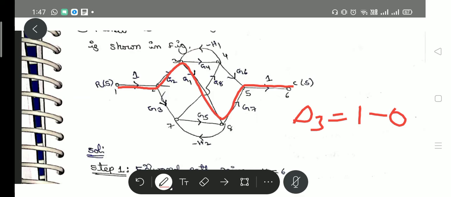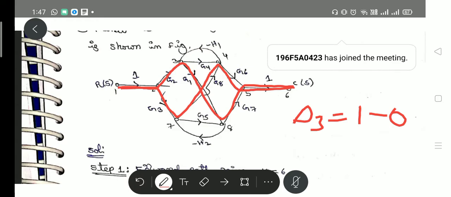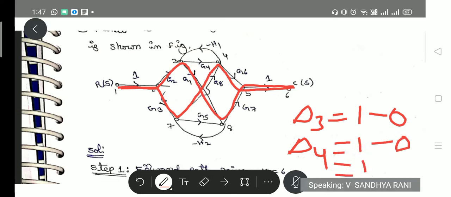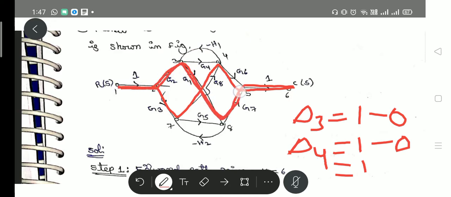Okay. Next one, the fourth forward path is this one. This forward path also touches all the loops, right? So delta 4 is also 1 minus 0, that is 1. Delta 4 is also 1. Right? Next, the fifth forward path. The fifth forward path is this one.